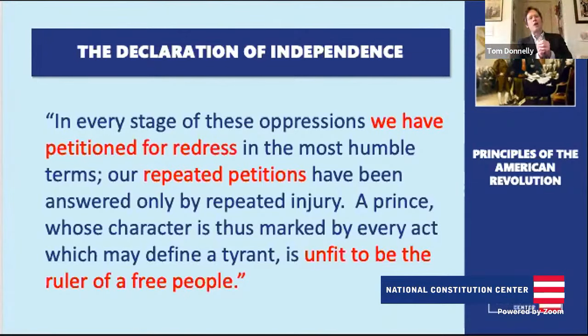And here's the powerful language from the Declaration. In every stage of these oppressions, we have petitioned for redress in the most humble terms. Our repeated petitions have been answered only by repeated injury. A prince whose character is thus marked by every act which may define a tyrant is unfit to be the ruler of a free people. And so the king and the British Empire itself simply had to go.